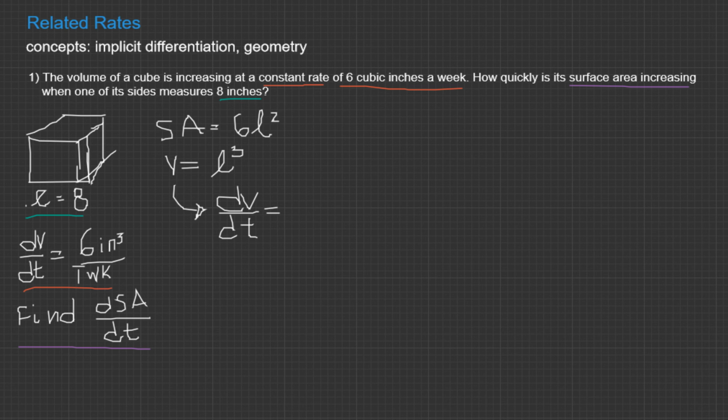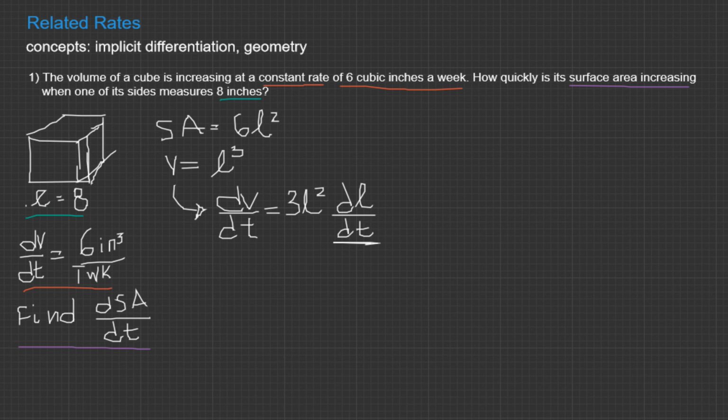If I take the derivative of L cubed with respect to time, I'm going to use the power rule, so I get 3L squared, and then I need to multiply by dL/dt. If you're a little bit confused about why I have this dL/dt there, go back and review implicit differentiation, but basically if I'm trying to differentiate something with respect to a variable and the variable is not the same on the top and the bottom, then I'm going to have to keep this differentiation symbol around.